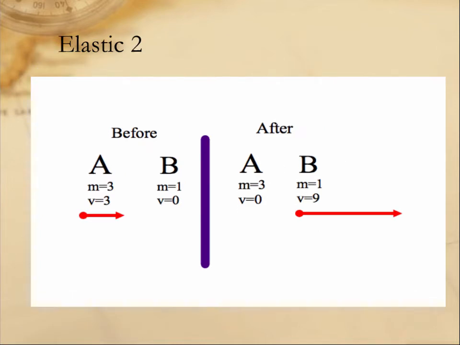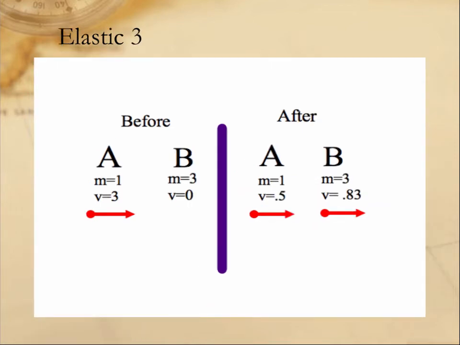Elastic example 2, you have a large mass moving very fast. It hits something small that's not moving. That small object is going to go incredibly fast after the collision. Elastic example 3 is a small mass moving fast and a large mass not moving, but occasionally after that collision, they will both be moving in the same direction.